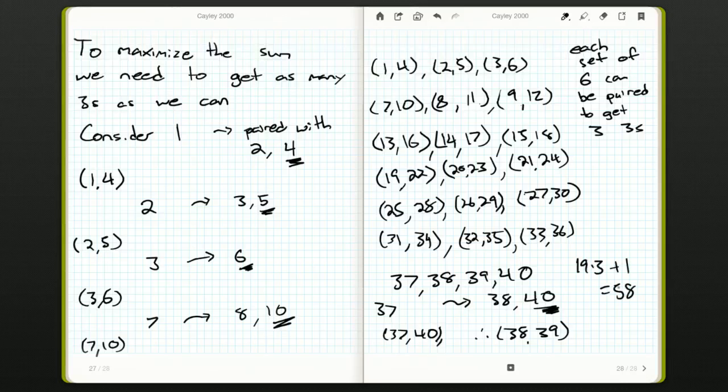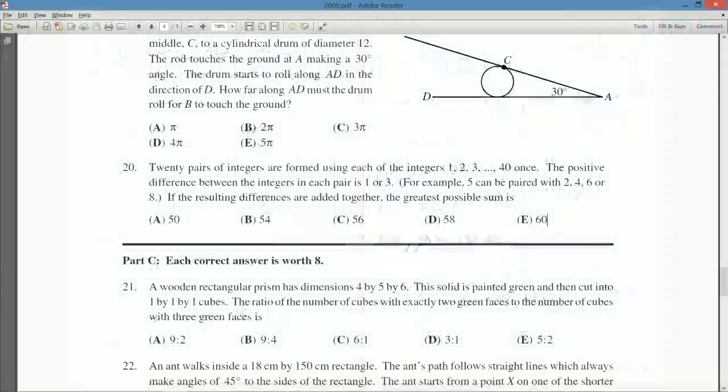We think 58 right now. 58 is the best one that we have an actual example of. So we should be answering D, 58, but maybe there really is some weird way to get 60. And we just can't see it. So is that the case?